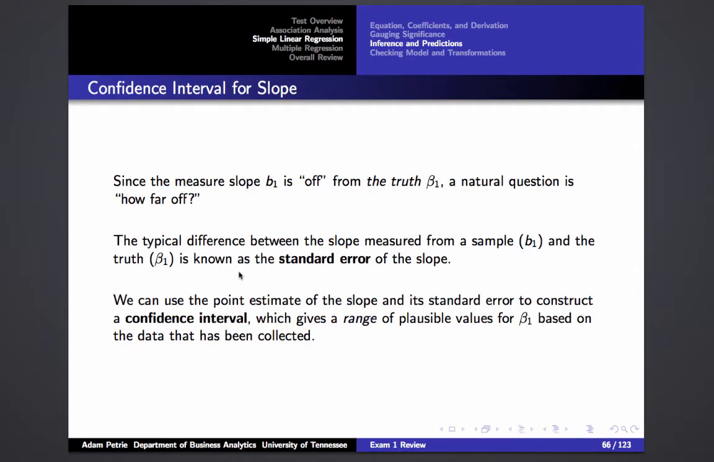All right, so when those assumptions hold up, we can actually talk about how far off the measured slope is likely to be from the truth. Well, the number that we come up with is what we call the standard error of the slope. The standard error tells us how far off we expect our measured slope is likely to be from the truth. It's the typical distance between what we measured and what the truth is.